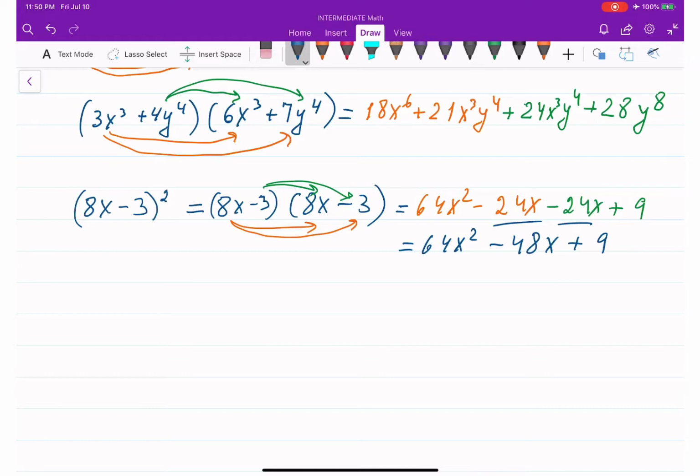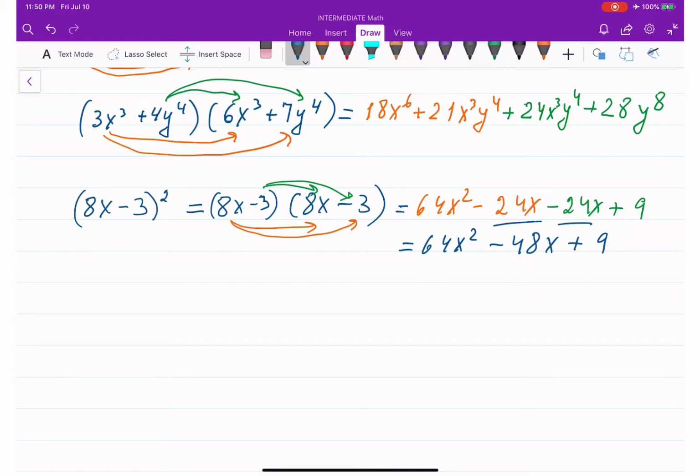So I'm going to record a video when I will show all these formulas, 8x minus 3 squared. So you will see there how to multiply, because I want to combine all these formulas in one video. Okay, now let's multiply by trinomial.